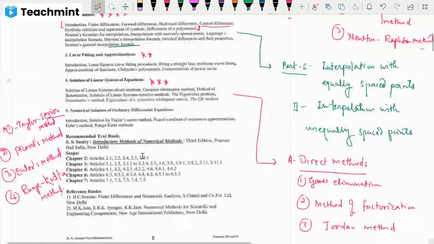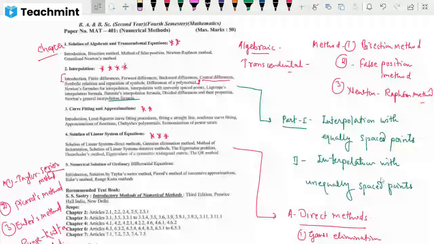It contains a total of 5 chapters, and considering the weightage of chapters, I will give 2 star for this chapter. The most important chapters are interpolation, the second chapter, and the fourth chapter, solution of linear system of equations. For curve fitting and approximation, I can give single star or 2 stars, 2 star because of the second part, Chebyshev polynomial and approximation of functions. So this is about the syllabus of numerical methods, MAT-401. We'll continue with the first chapter, solution of algebraic and transcendental equations.